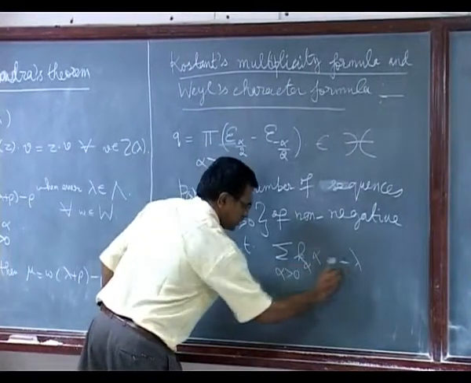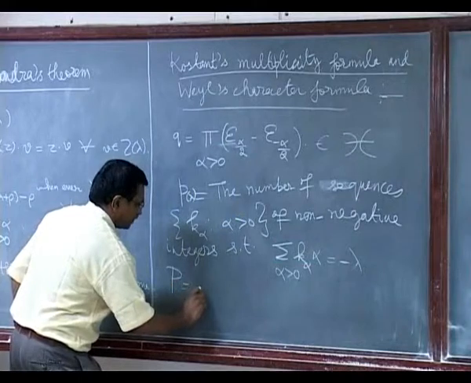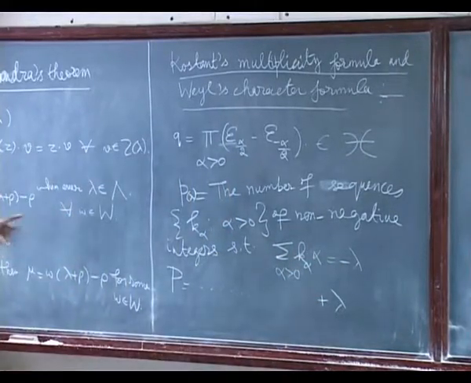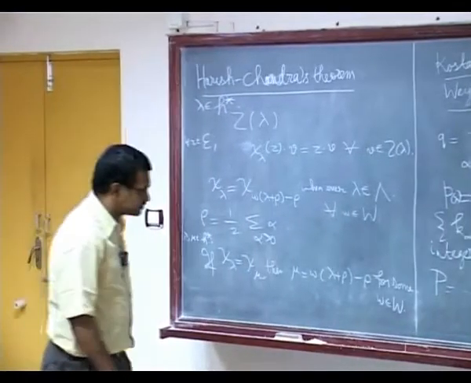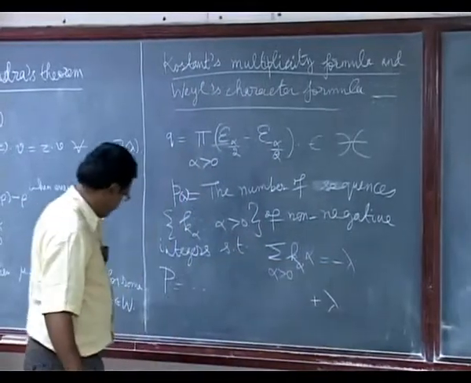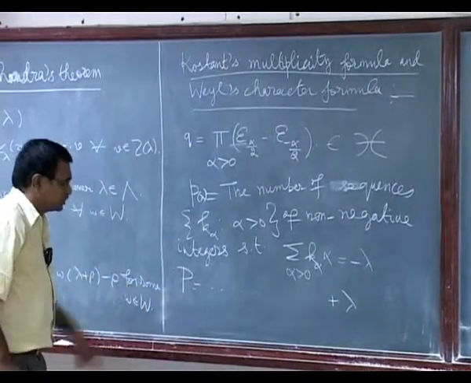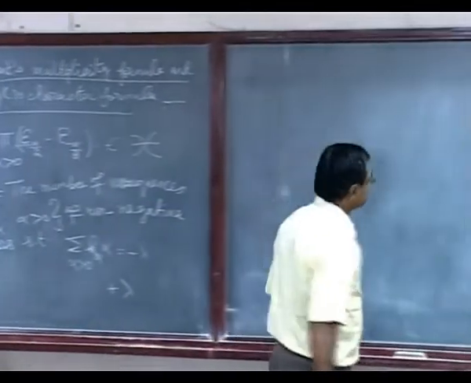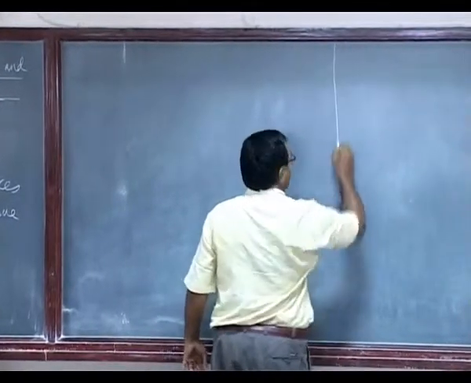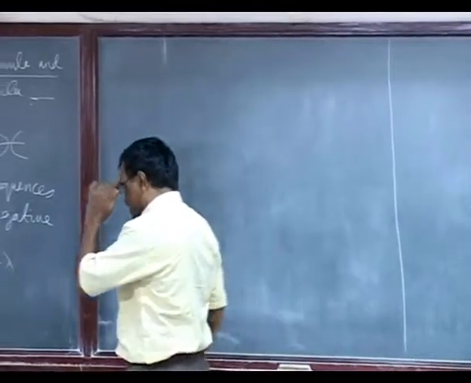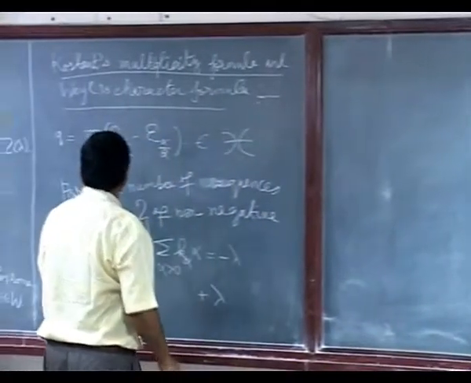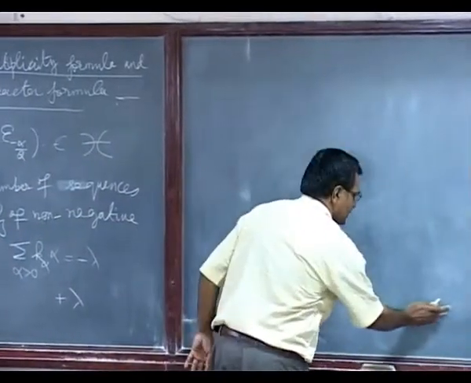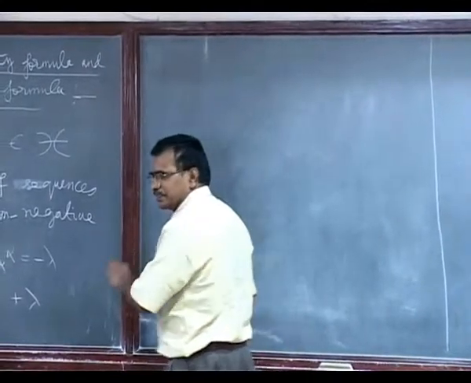And capital P, same thing with plus lambda at the end. Here there is a minus. So, this is the Kostant partition function. I have proved a few things in the last lecture about Q, P and other things. I will of course have to use them.